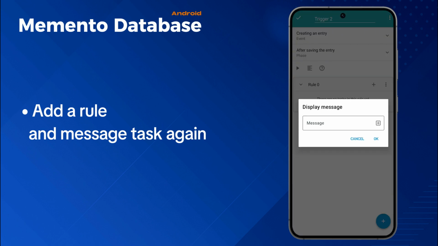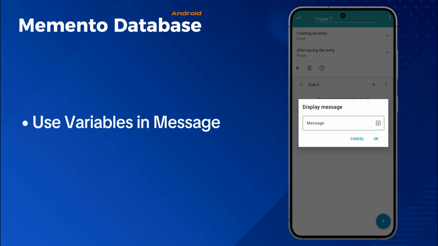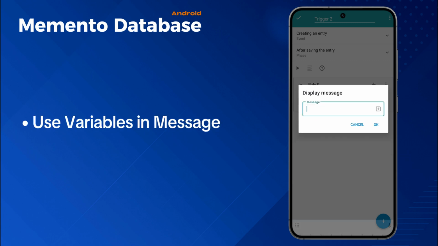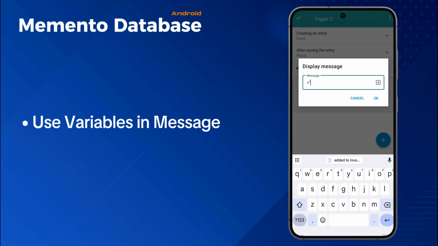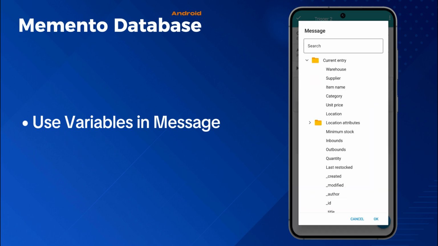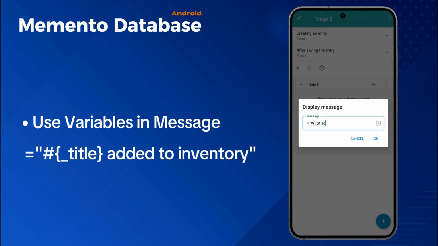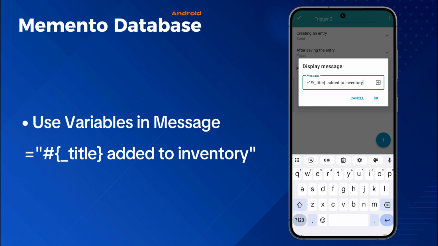This time, we'll use information from the entry inside the message. Since we're referencing entry data, the message must be entered as an expression, so it starts with an equal sign. And because it's text, it should be wrapped in quotation marks. For example, we can enter the entry title followed by the words added to inventory. To do that, we use the variable #_title. You can tap the plus button next to the input field to view all available variables.